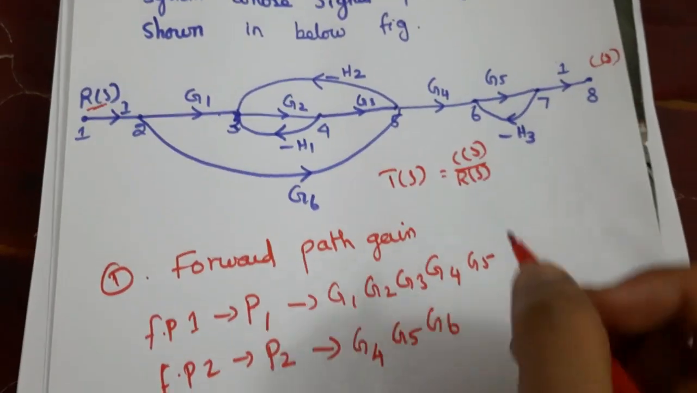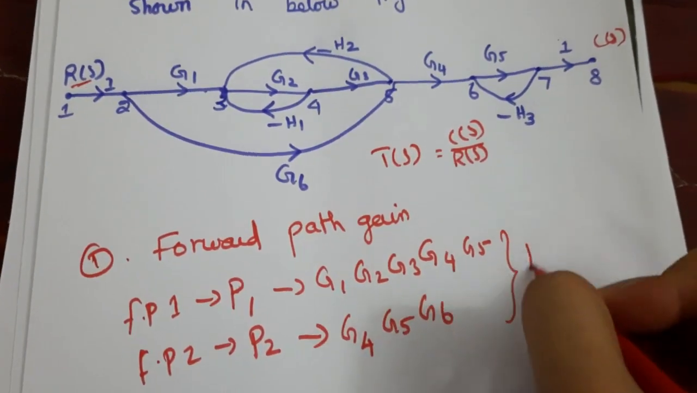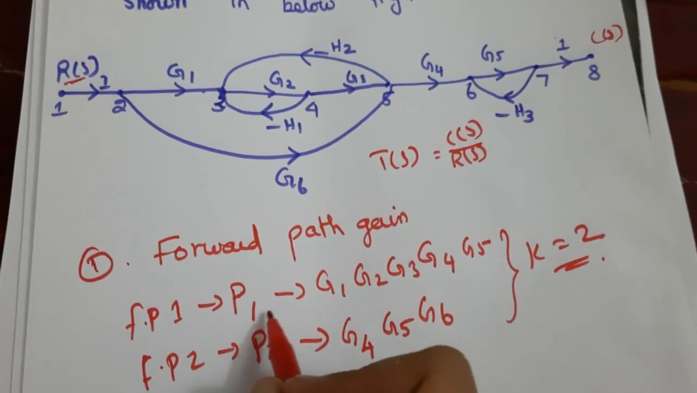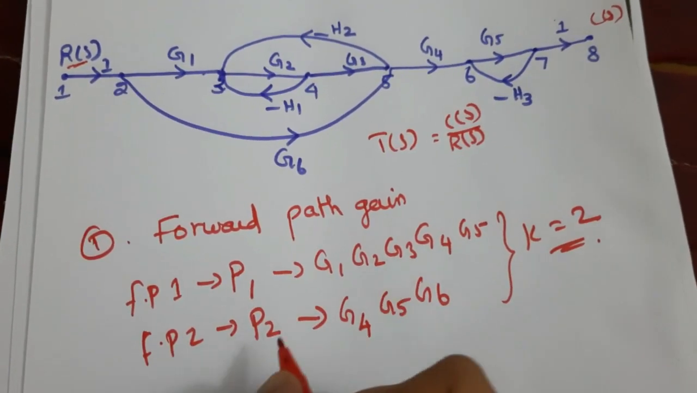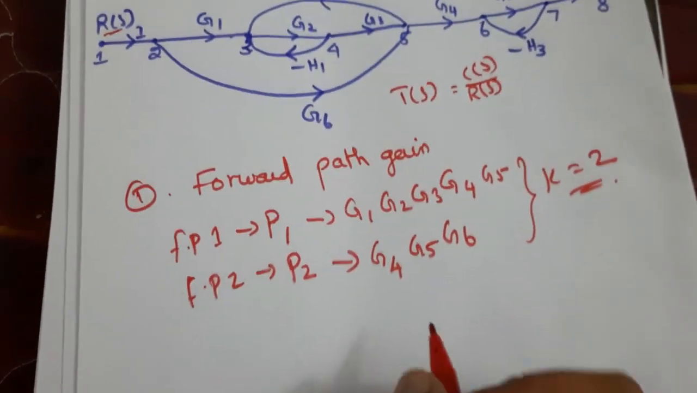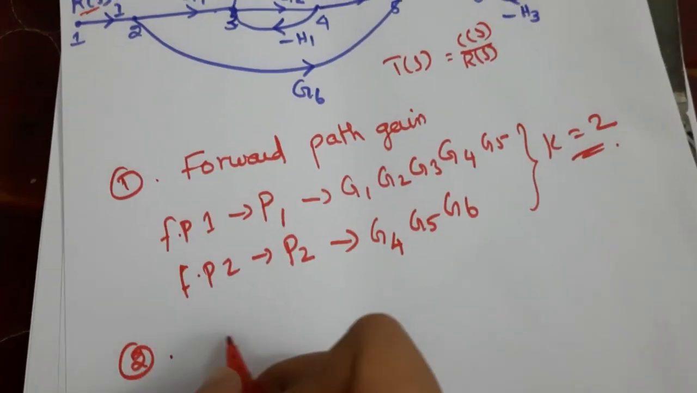So there are two paths, so K is equal to 2. So this is for K equal to 1, the forward path gain is this. When K is equal to 2, the forward path gain is this. Next one is to find the individual loop gains.